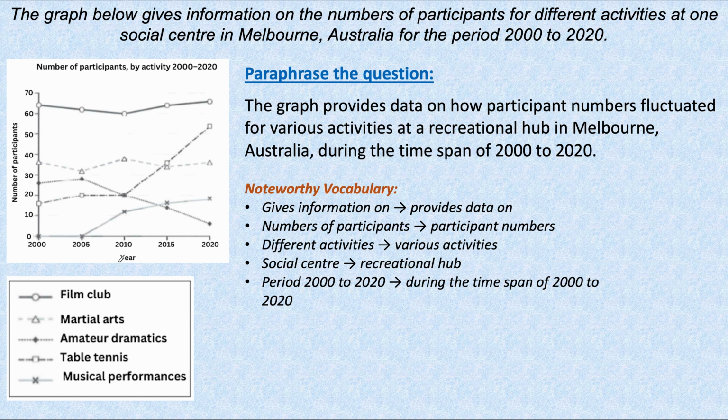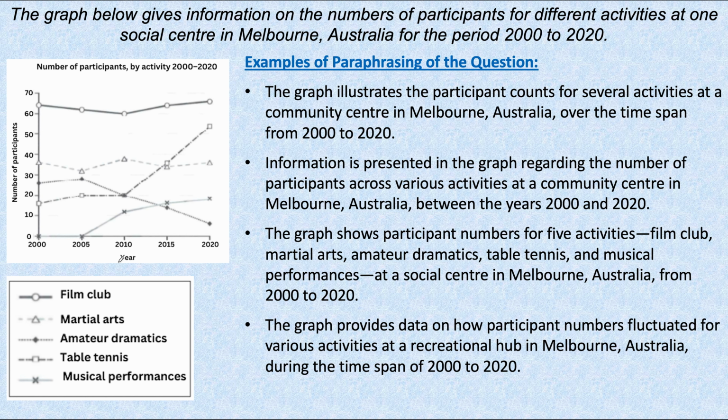And here's another way to paraphrase the question using some synonyms and passive voice. So we have explored a few different ways to paraphrase the question using synonyms, passive voice, and even incorporating the names of the activities which are mentioned in the graph. You can pick the style that best suits your writing, but the key is to avoid repeating the original phrasing and to add variety with different sentence structures.